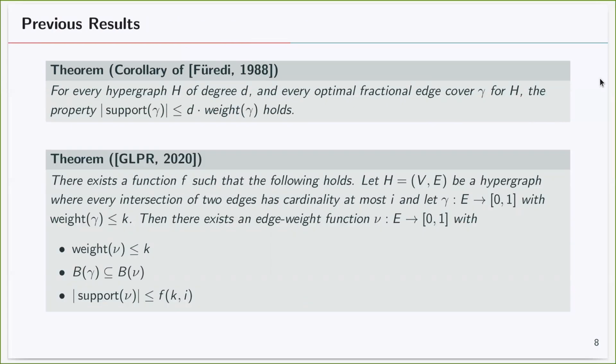So this is basically the same result that Füredi had back then. And more recently, we looked at hypergraphs where the intersection between any two edges is small. So we have this property here that the cardinality of the intersection of any two edges is at most I. And then if there's an edge weight function gamma with weight at most k, then there also exists a possibly different edge weight function nu that is also weight at most k, that covers all the vertices that gamma covers, and that has boundable support, so boundable by the weight and by this parameter I that we call the intersection width.